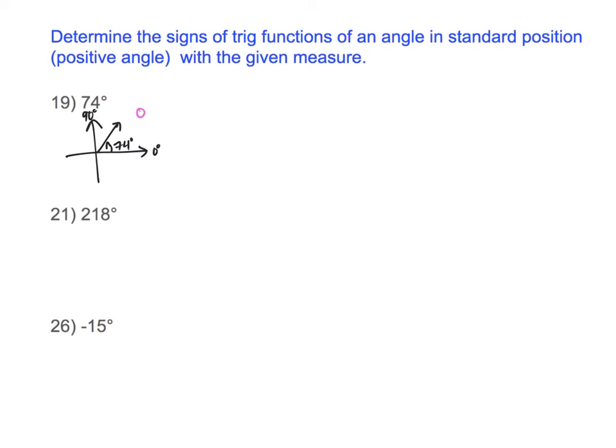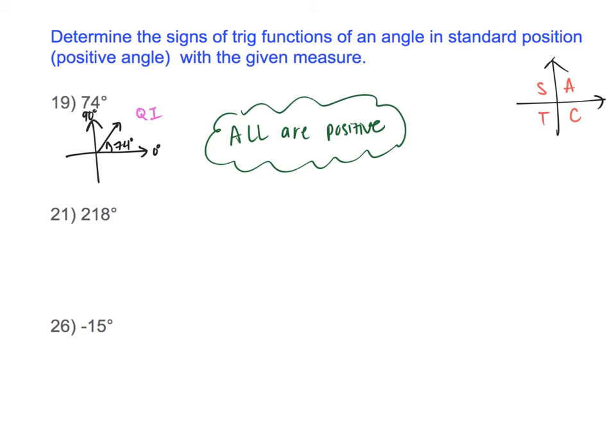So it's somewhere in the first quadrant. Because we know it's in the first quadrant, we can use that acronym that we learned before. I'll do a quick sketch here. So it's all students take cash. In this case, the first quadrant says that it's all. So that means all of them are positive, all the trig functions. So sine, cosine, tangent, and even their reciprocals. So that's what we're going to do here. We're going to name its quadrant and then figure out what trig functions are positive in that quadrant.